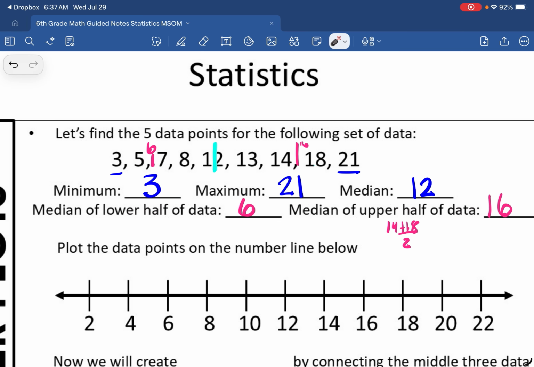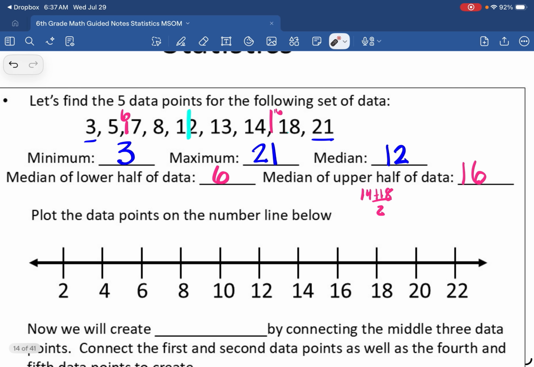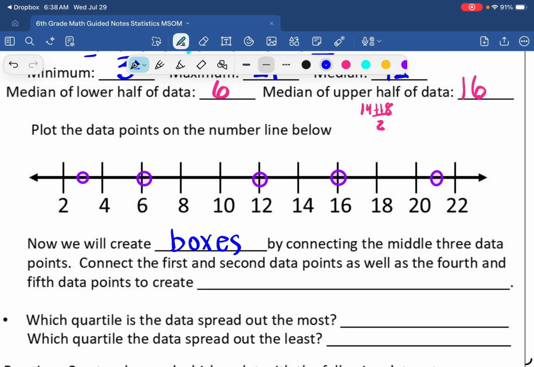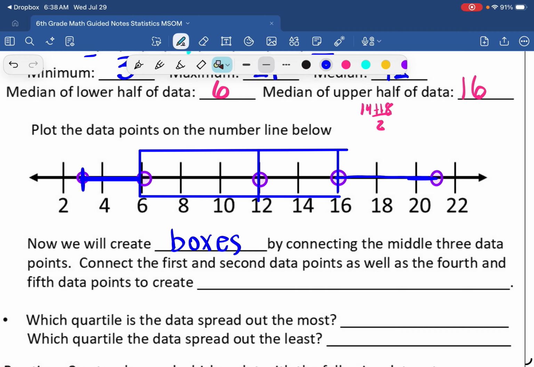Now I'm going to create a number line and plot those points on the number line. So I have 3, 21, 12, 6, and 16. Now we will create boxes by connecting the middle 3 data points. So I'm going to make 2 boxes with these data points. Connect the first and second data points as well. So then I'm going to connect these right here and then the last 2 data points. And I have created my boxes and my whiskers.